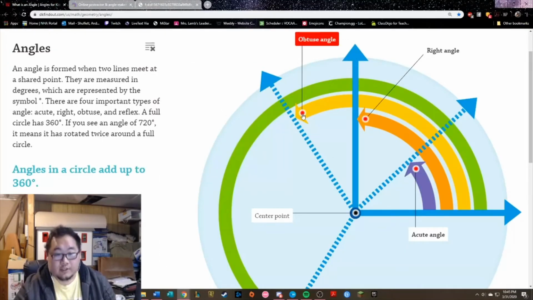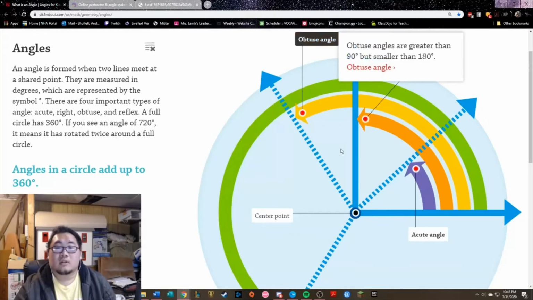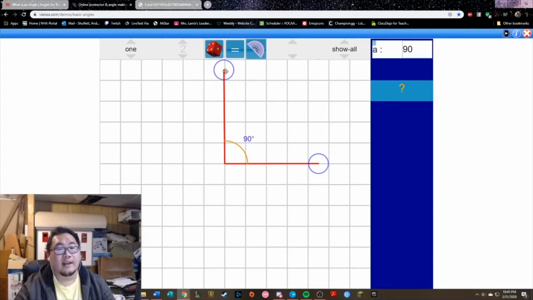What about an obtuse angle then? Well, the obtuse angle, think of an angle that's greater than 90 but smaller than 180. It's important that you distinguish that it is greater than 90 but smaller than 180 degrees. That looks kind of like that line that I had at first, that 135 degree angle. This is an obtuse angle.